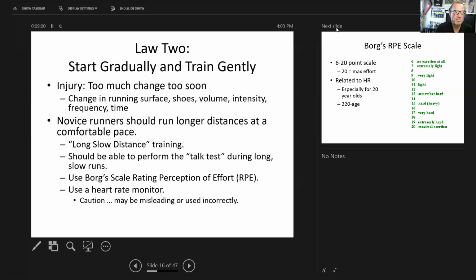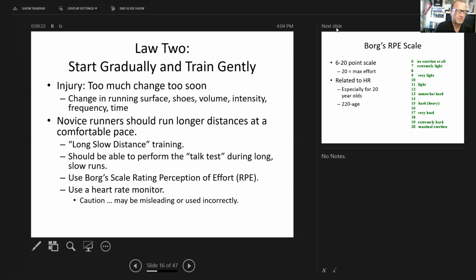Novice runners should probably run longer distances at a comfortable pace rather than incorporating some high intensity. Now, there is a lot of value to high intensity training, but you've got to monitor that because that's a stress. And if you don't adapt to that stress, you're going to get an injury. So you do need to have that foundation of training before you really jump into high intensity training.